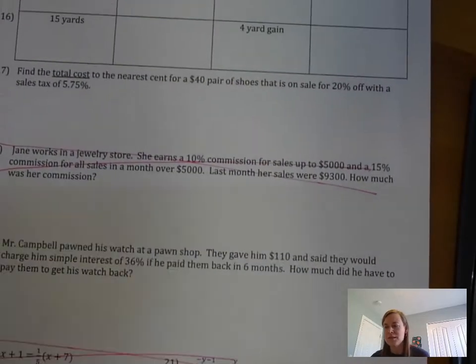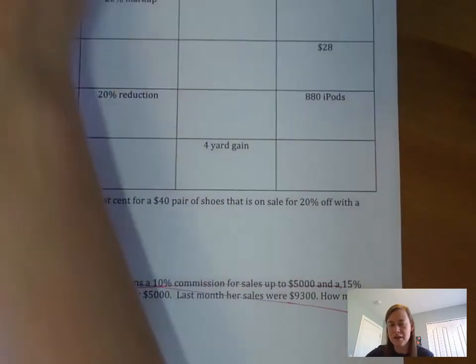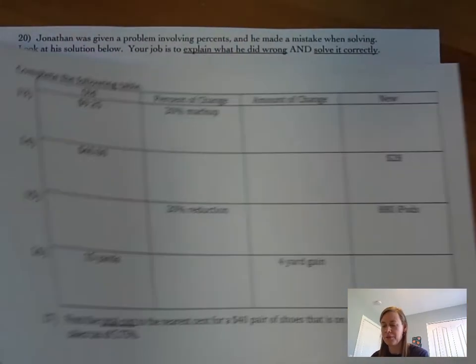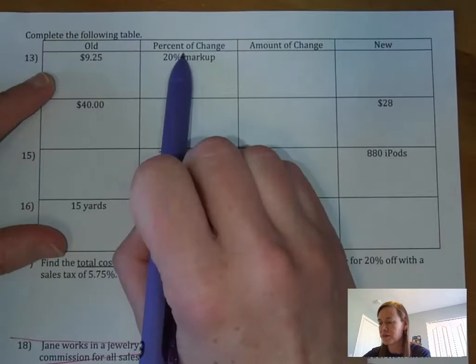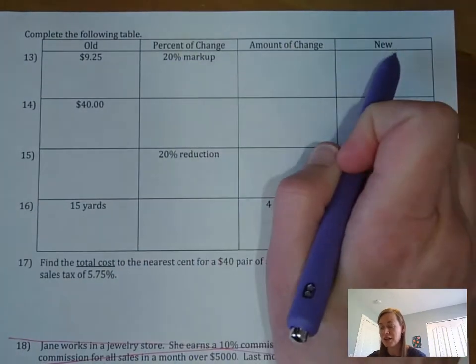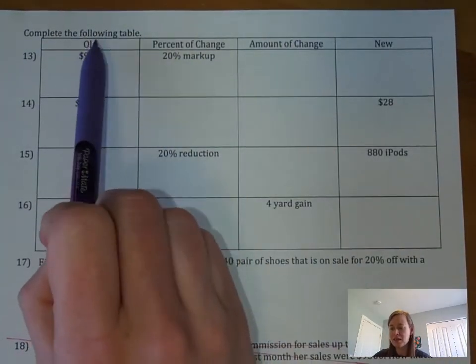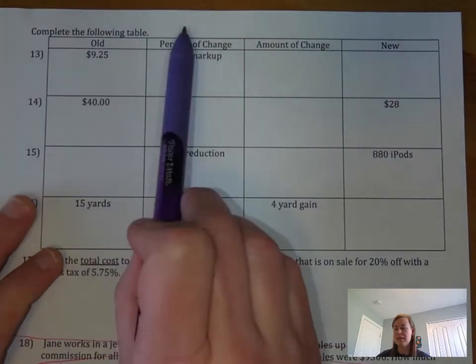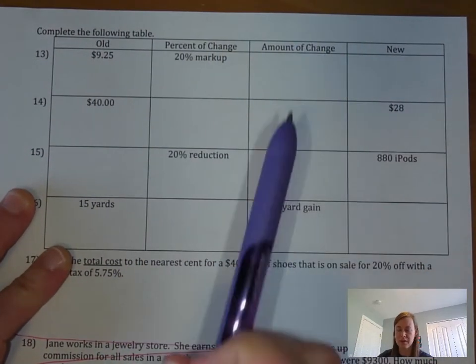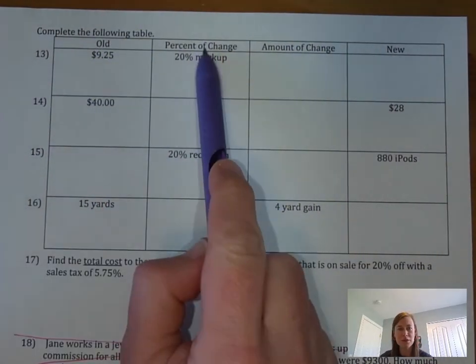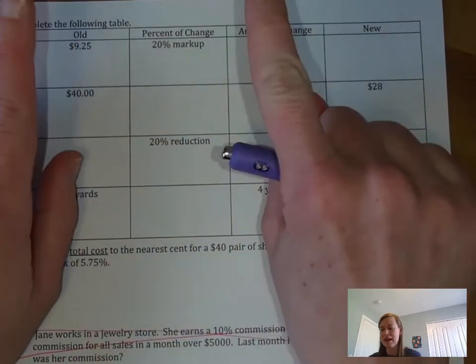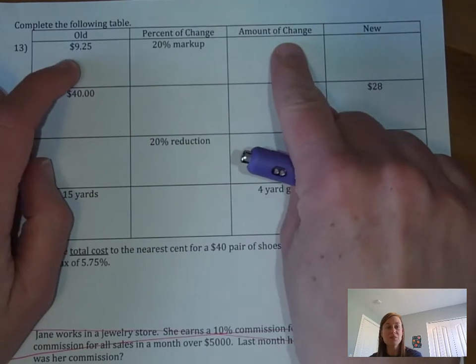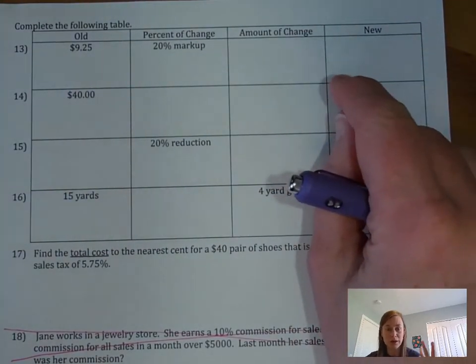Okay, let's go to page 2. So we've got a table here. It says complete the following table. Let me get that out of the way. So you have the old, the percent of change, the amount of change, and the new. So everything in this column times this column will equal the third column, because the original price times the percent of change equals the amount of change. And then to find the new, you have to either add these together or subtract them, depending on whether it's a decrease or an increase.